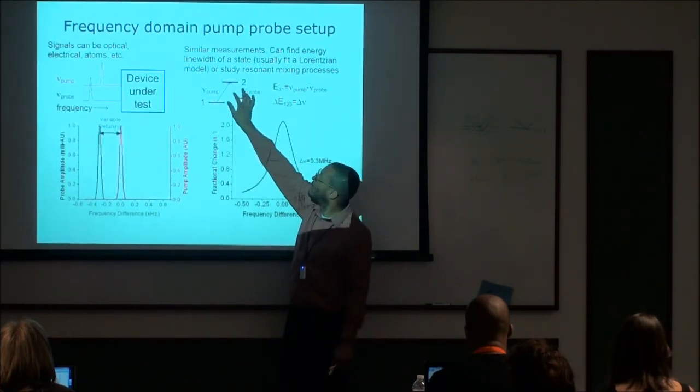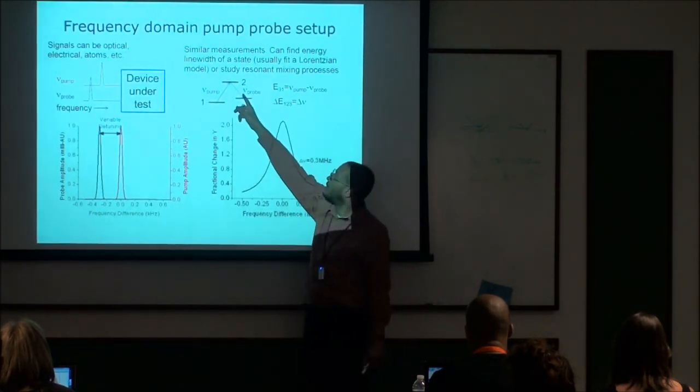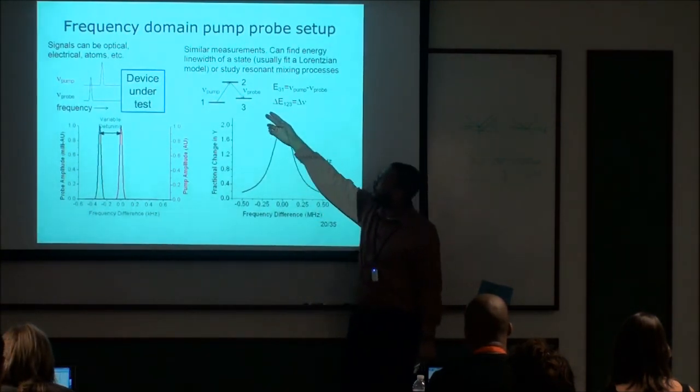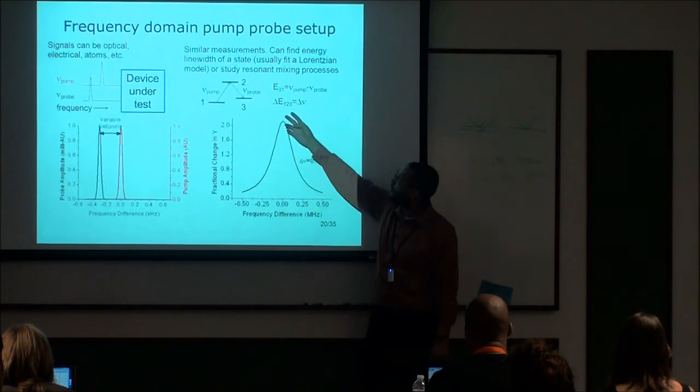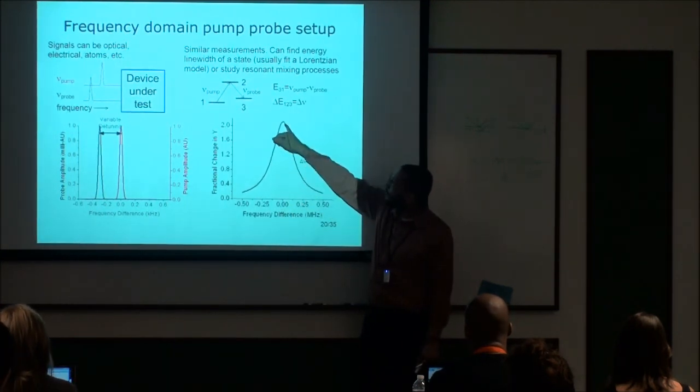So when this difference between pump and probe matches the difference between these energy levels, then I get a peak in terms of my emission at that frequency. So if I match these things up, if the frequency difference between pump and probe is the difference between these 3 energy transitions, I'll get a peak at that one frequency.